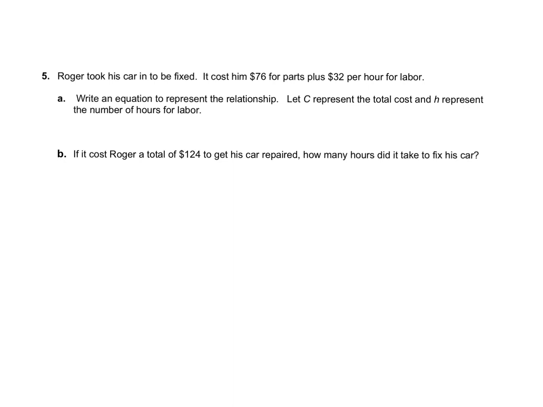All right, question number 5. It says Roger took his car in to be fixed. It cost him $76 for parts plus $32 per hour for labor. So write an equation that represents the relationship. Let C represent the total cost and H represent the number of hours. So we've got our cost, which is like our y, our output. And then notice it said it cost him $76 for parts. Well, he's only going to pay that $76 just one time. He's going to buy the parts, and then he has to pay $32 for every hour. And so we don't know how many hours it took to fix it.